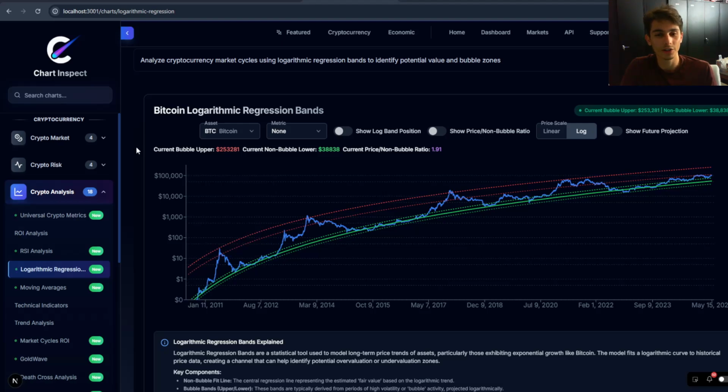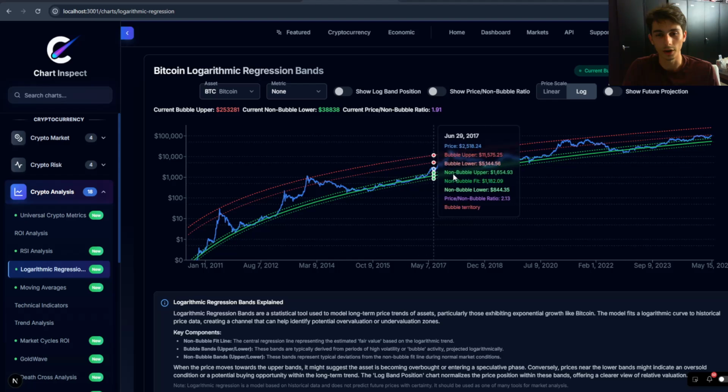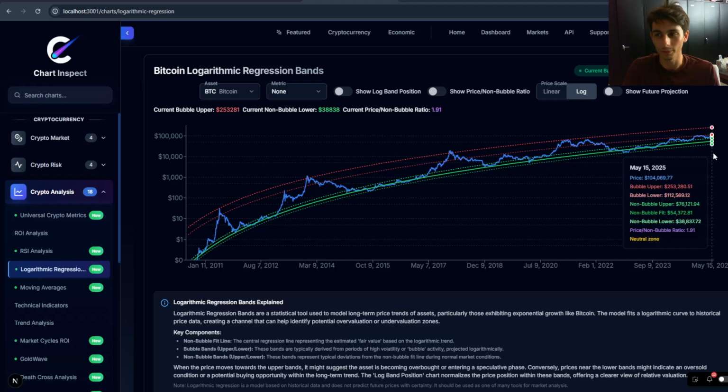Hi there. Today I wanted to zoom out on the price of Bitcoin and show it from a different perspective. This is the logarithmic regression trend line for Bitcoin specifically. Essentially it's a statistical tool, and it's used to help model the long-term price momentum of any given asset, in this case Bitcoin.